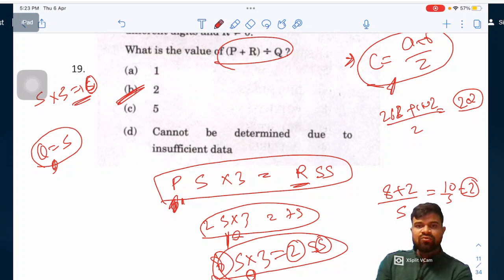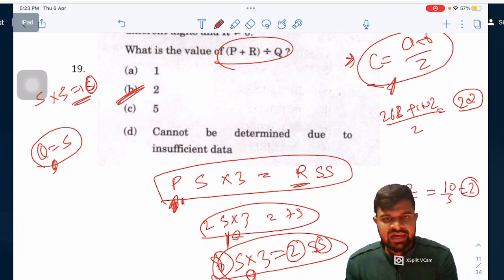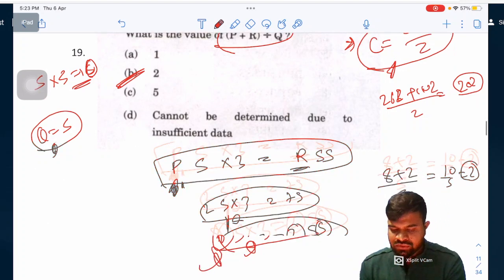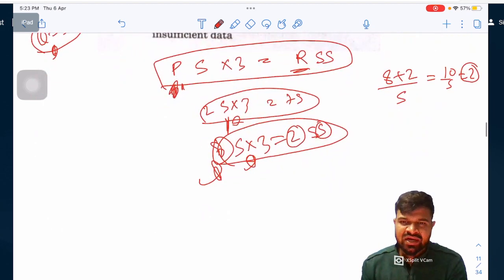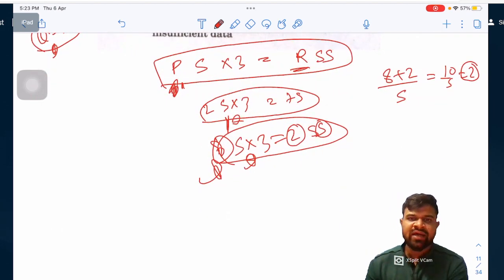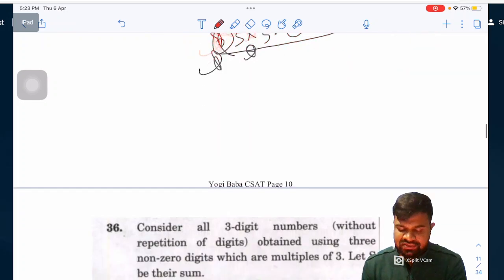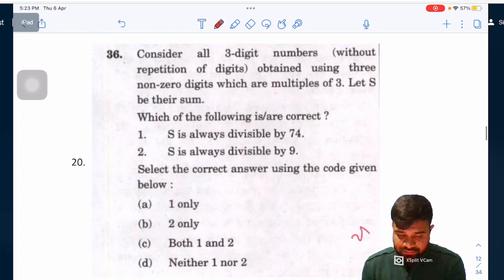I want you to do these hit and trials by yourself because that will take a lot of time and there is no conceptual understanding. I just want you to try and check it by yourself with different numbers. I will already tell you what will be the case.